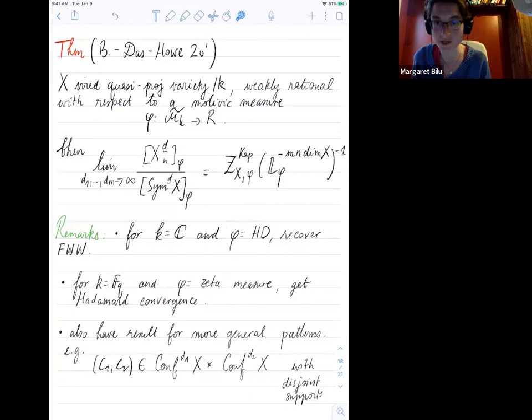So in particular, our dream conjecture is sort of true in this case, but we're kind of cheating here because we're deducing it from the motivic lift. But still, it's one place where we actually can prove Hadamard convergence.